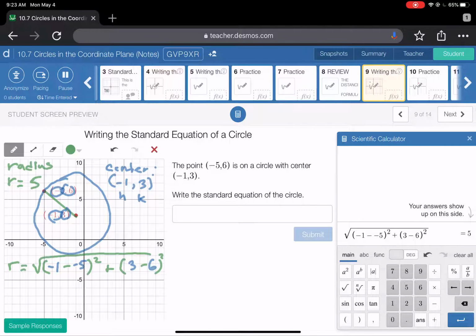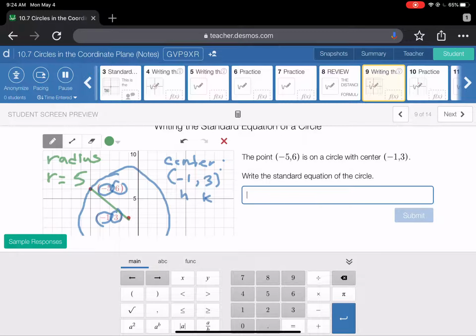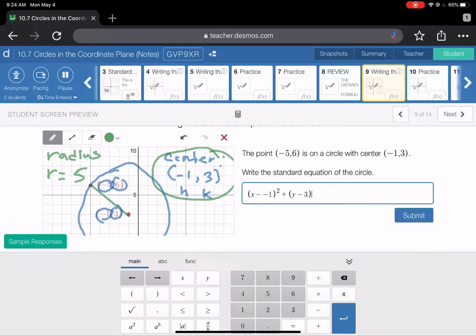So now I can write the equation of my circle. In parentheses, I have x minus h, so minus a -1, squared, plus parentheses y minus 3, that's from our center, squared. And then I'm going to set that equal to my radius squared, which is 5 squared. Okay, and then all I have to do before I submit is simplify. So negative becomes positive, everything else stays. And then 5 squared, 5 to the power of 2, is 25.